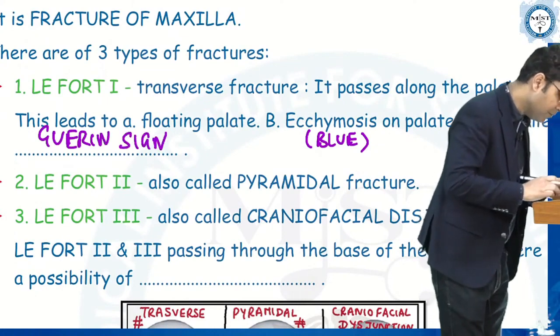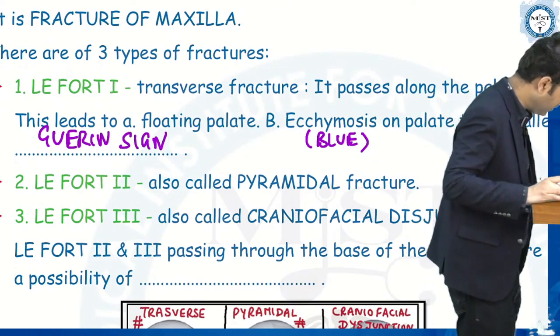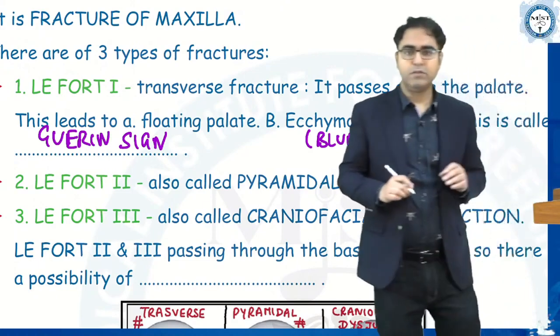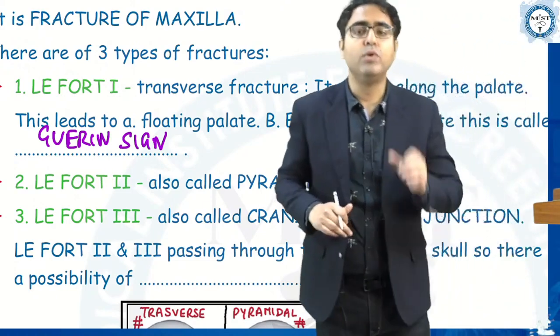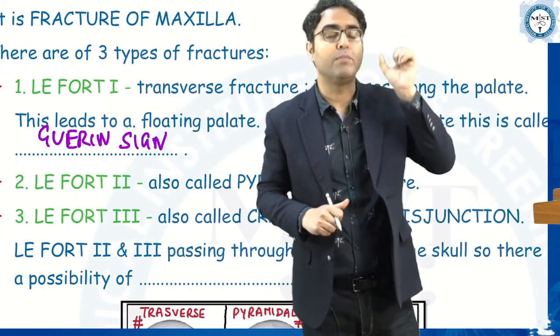This is called Guerin sign, beta. G-U-E-R-I-N. Guerin sign. Blue color on the palate. Ecchymosis means blue color on the palate due to hematoma or trauma.